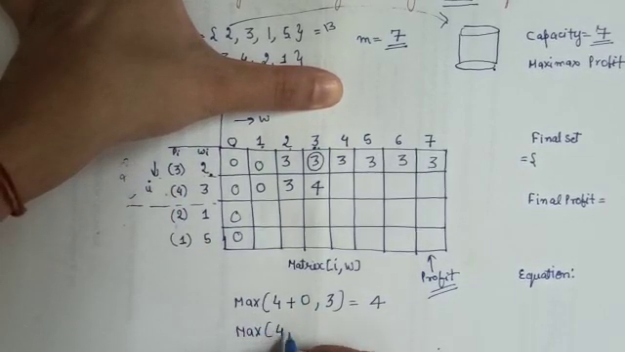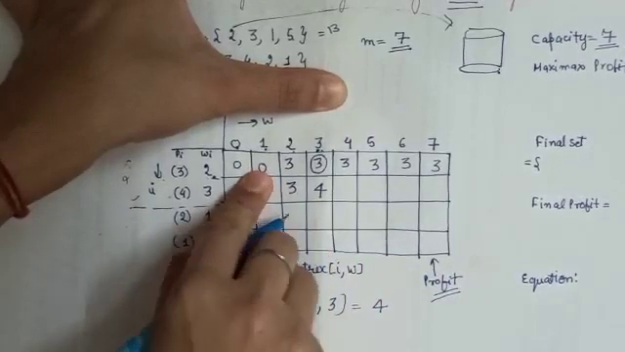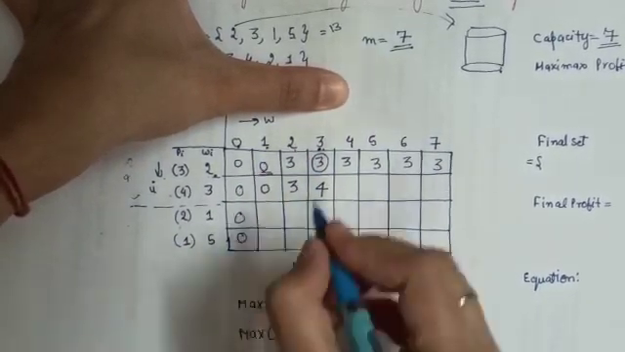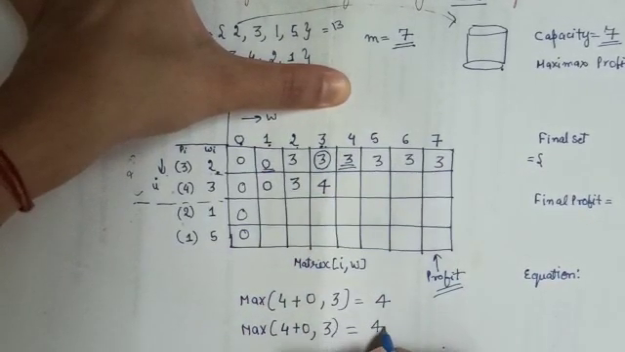Profit is 4 plus, if I go 3 steps back, what is the profit? 0. If I do not include it, the profit is 3. I'll write 3 and the answer is 4.